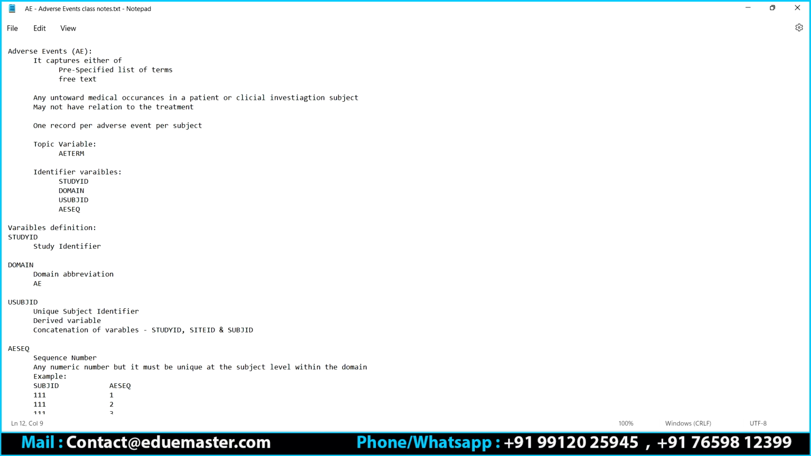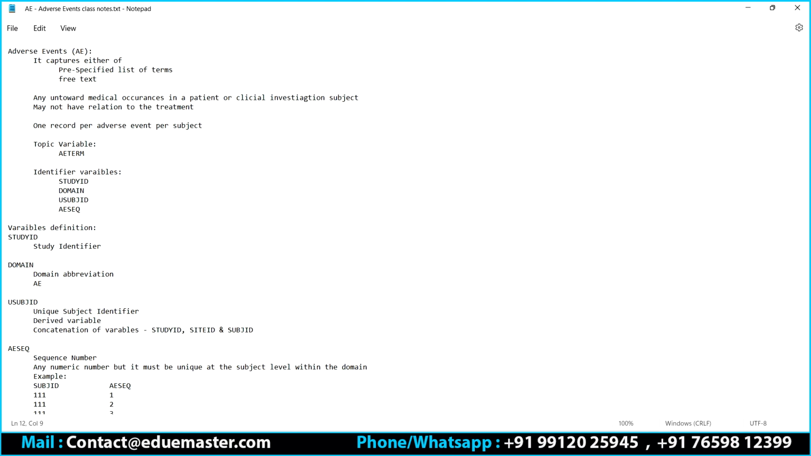And the most important thing that we need to understand here is that these events are any untoward medical condition, that is, any unexpected medical occurrence in the subject, or any medical occurrence that is not expected from the subject because of the treatment. These events are not necessarily related to the treatment. They may occur and may have no relation to the study drug that we are testing. This is the main thing that you need to understand.